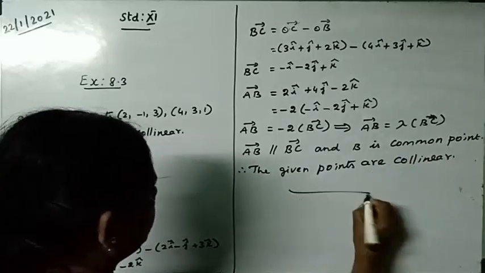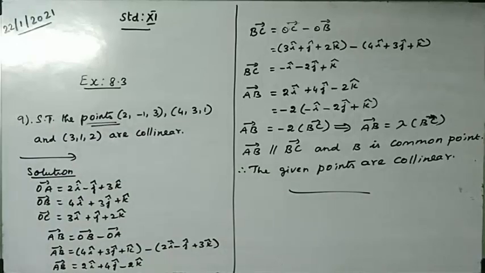To prove collinearity, if we prove that one vector is equal to a scalar multiple of another vector, then we can say that the given points are collinear.